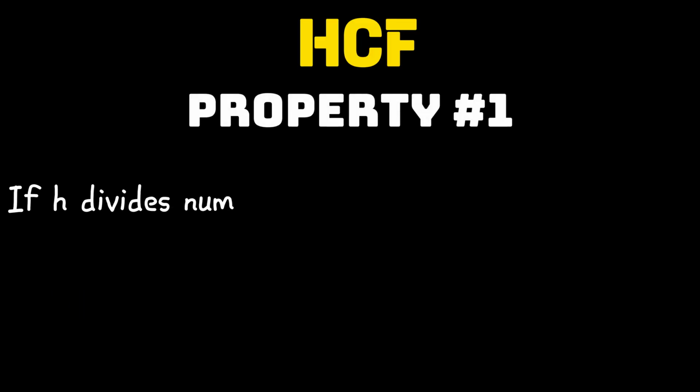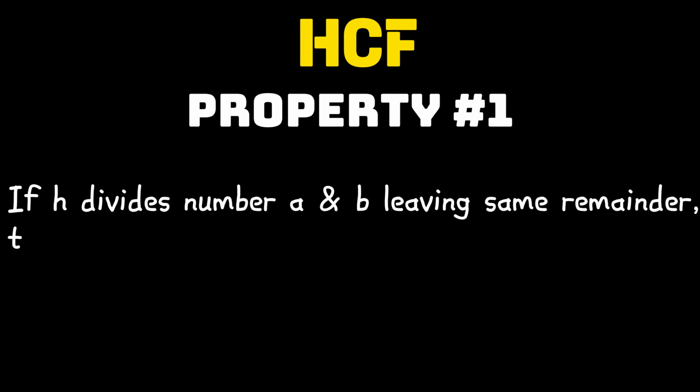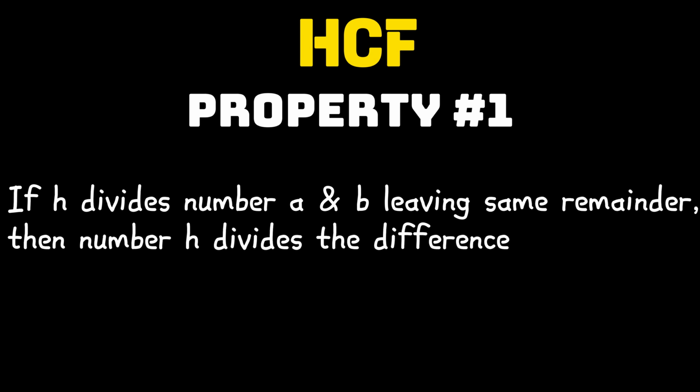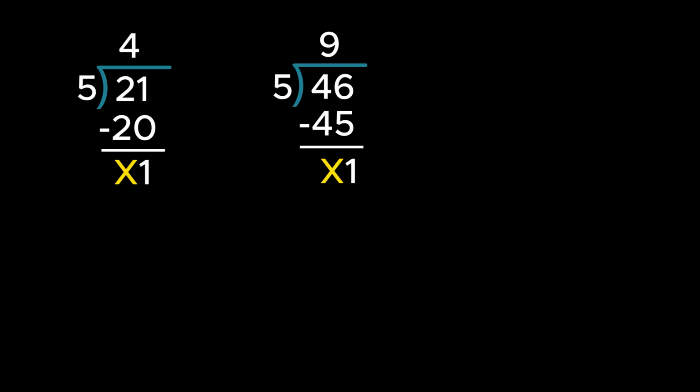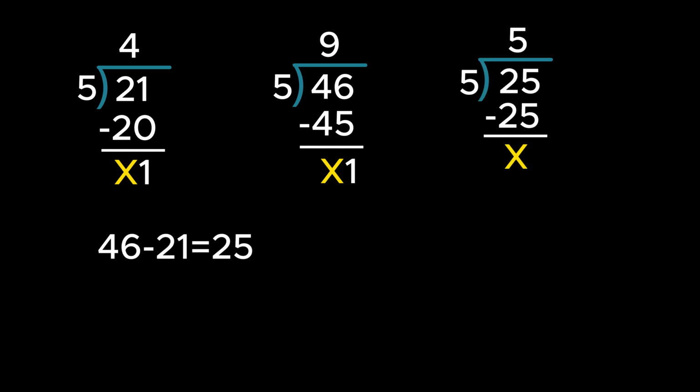If number H divides numbers A and B, leaving the same remainder, then number H divides the difference of the numbers A and B. Let's understand it with the help of an example. Consider two numbers 21 and 46 are divided by number 5, leaving the same remainder as 1 in each case. Now the difference of numbers 46 and 21, which equals 25, is divisible by 5, giving remainder as 0.